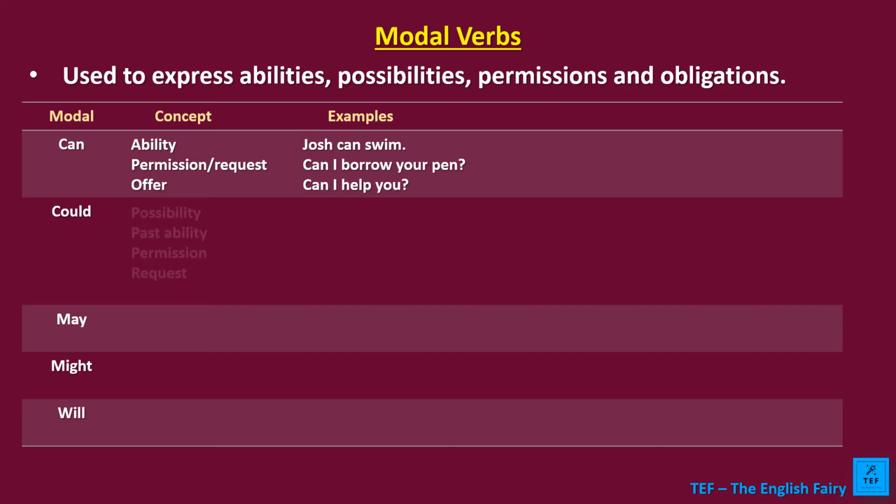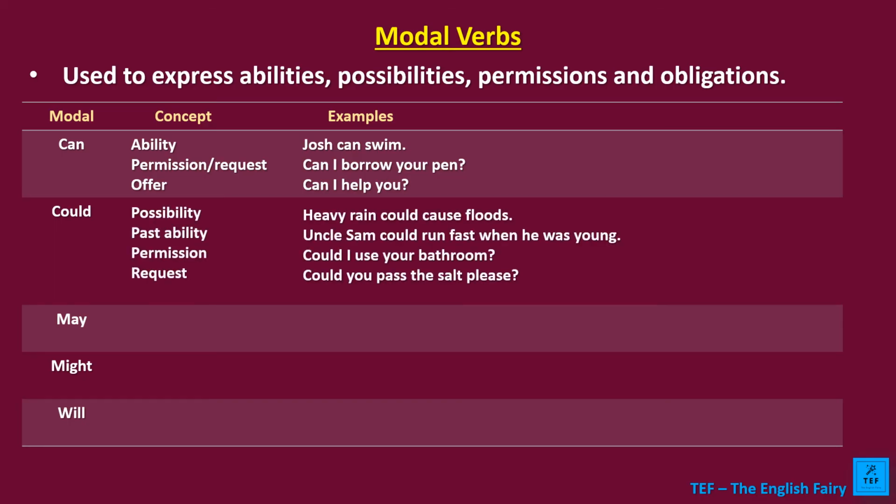Could. Possibility, heavy rain could cause floods. Past ability, Uncle Sam could run fast when he was young. Permission, could I use your bathroom? Request, could you pass the salt please?